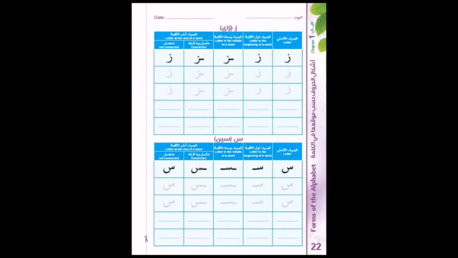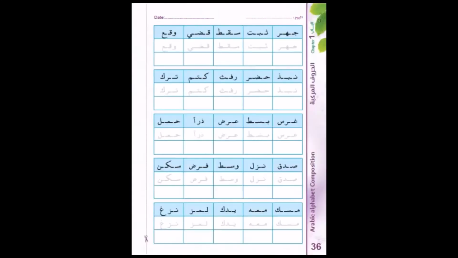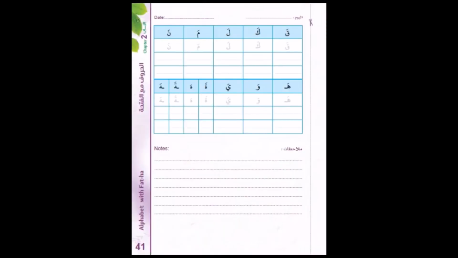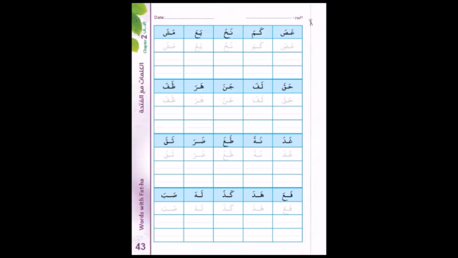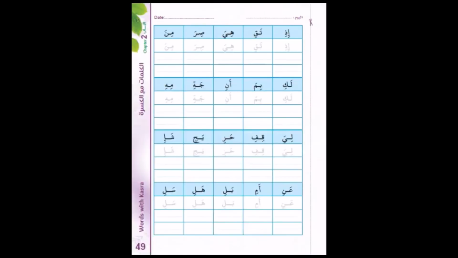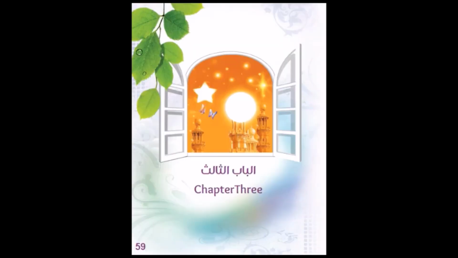As we continue through our workbook, we have all the letters. We're still in chapter 1, and now we've entered chapter 2, where we're adding hamza, and you can see 2-letter words, 3-letter words, 4-letter words, now kasra. Still within chapter 2, this is the second lesson. Then we add dhamma, words with dhamma.